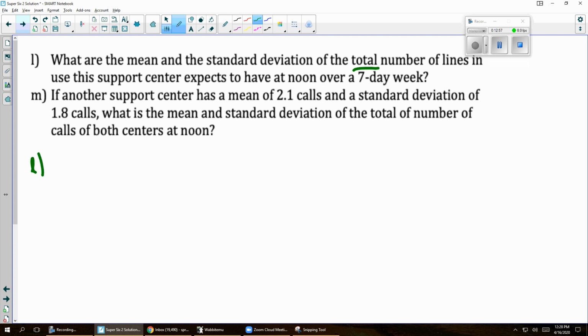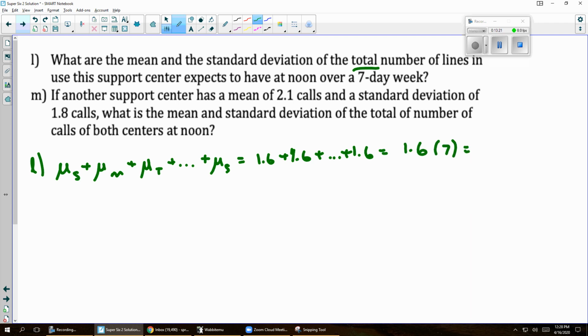Okay, so here's how I thought about it. We have, I'll call them Sunday through Saturday. So we have the mean of Sunday plus the mean of Monday plus the mean of Tuesday, all the way down to the mean of Saturday again. Now, if all these days are actually independent, then all of these numbers were 1.6, or 7 of these numbers right here, which gives me an average of 11.2 lines in use.